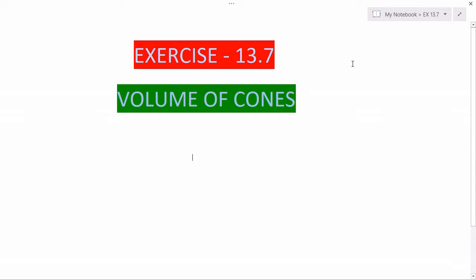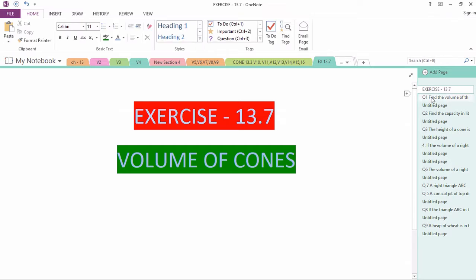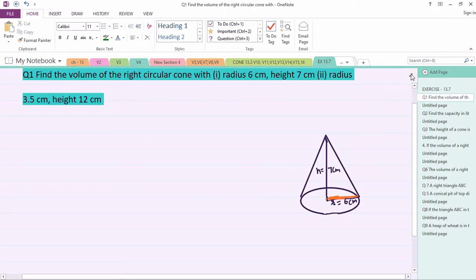Welcome students. Today we are doing exercise 13.7. This is basically covering how to find out the volume of a cone. Okay, let us start the exercise. Now see what is the first question.